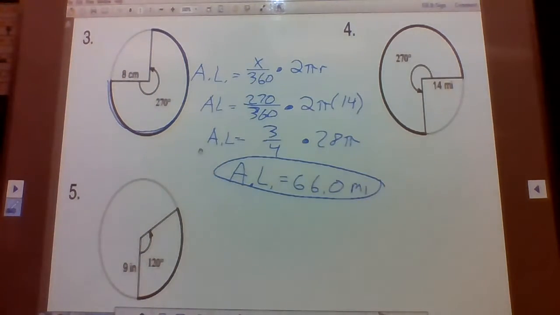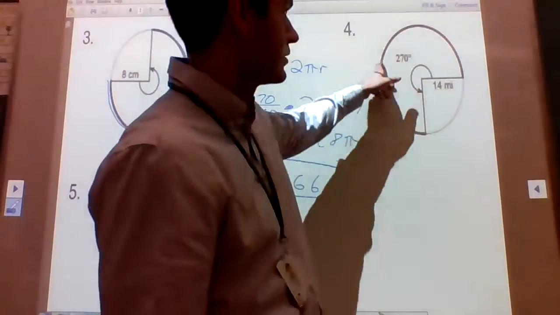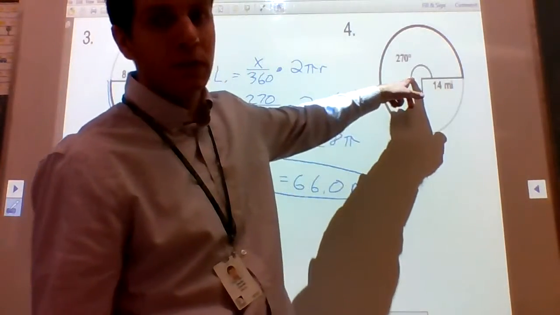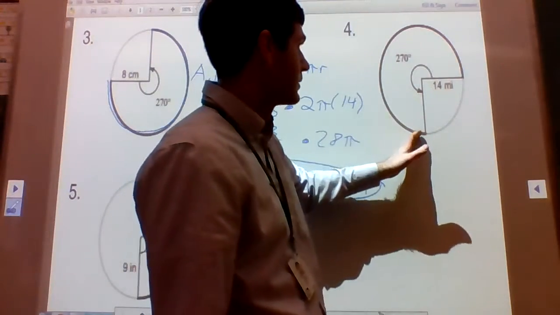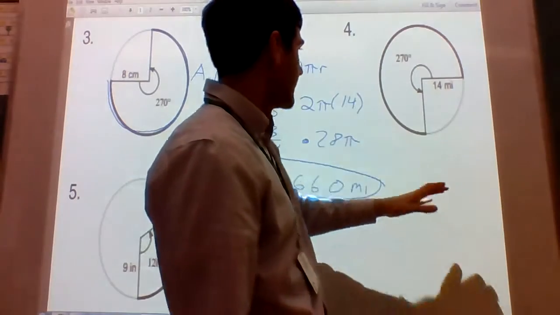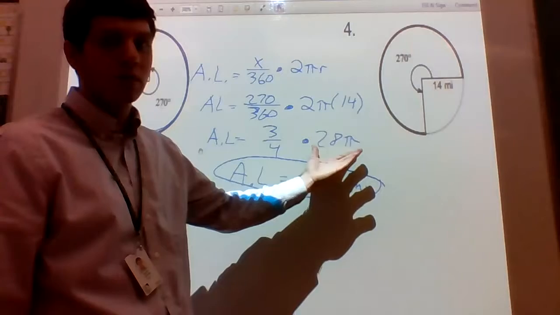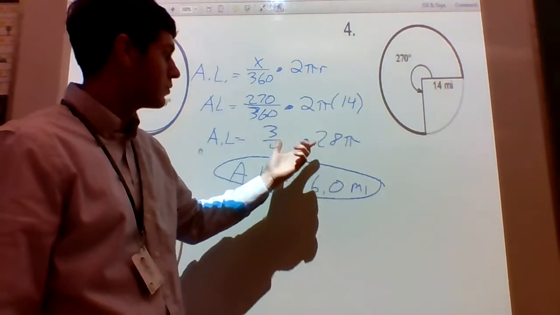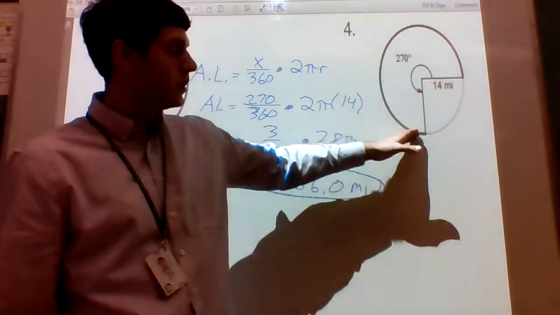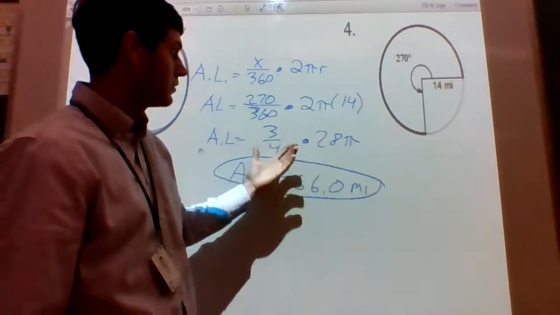66.0 miles is the arc length. So again, the measure of the arc here is 270 degrees because it's equal to the measure of the central angle. But the length of it is 3/4 of the entire circumference. The entire circumference is 28 pi miles. We're just taking 3/4 of it because 270 out of 360 is 3/4.